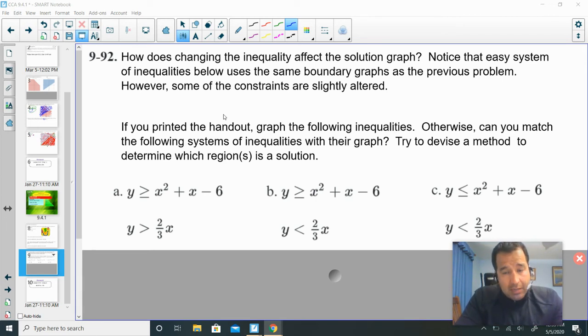However, some of the constraints, the greater than, less than, equal to, are slightly altered. If you printed the handout, graph the following inequalities. Otherwise, you can match the following systems of inequalities with their graphs. Try to devise a method to determine which region is the solution.